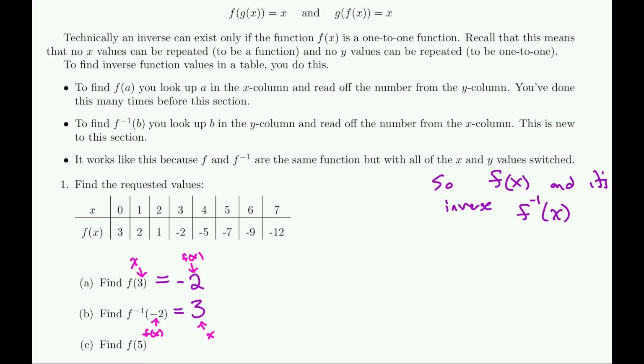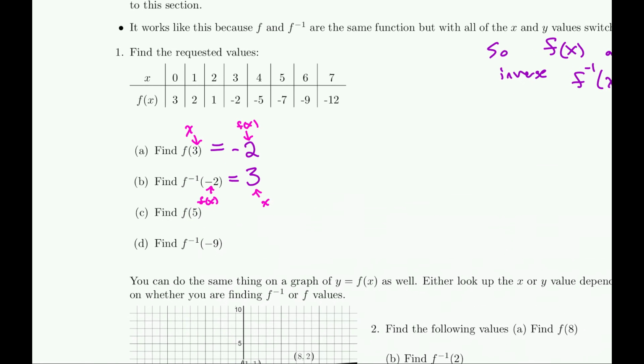Okay, and the reason it works this way is, like I say, because f and f inverse are the same functions, but with the x and the y values switched. So let's just see if we can make sense of this. Let's just do it again. How do we calculate f of 5? Well, remember the 5 is an x value. So you come over here to x equals 5, and then you want this value. So that would be -7.